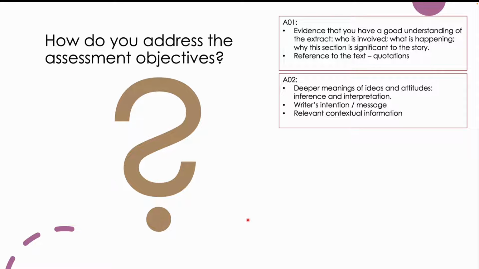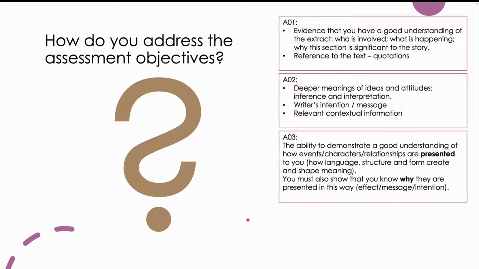Then we have AO2. AO2 is all about inference and interpretation, really making sure that you're able to develop your own personal interpretation of the meaning. So understanding the ideas, the attitudes, the big ideas, also the writer's intention and message, which quite often can be linked to the context. Having a solid understanding of the context helps you to understand what issues were prevalent at the time, why the writer maybe chose to write this, and what issues they were trying to look at or uncover. All of these tie in quite nicely together.